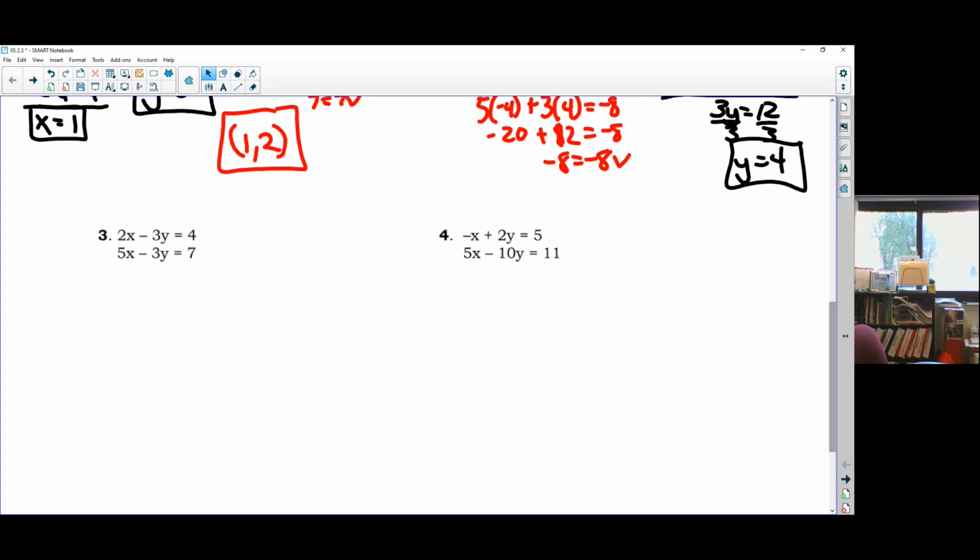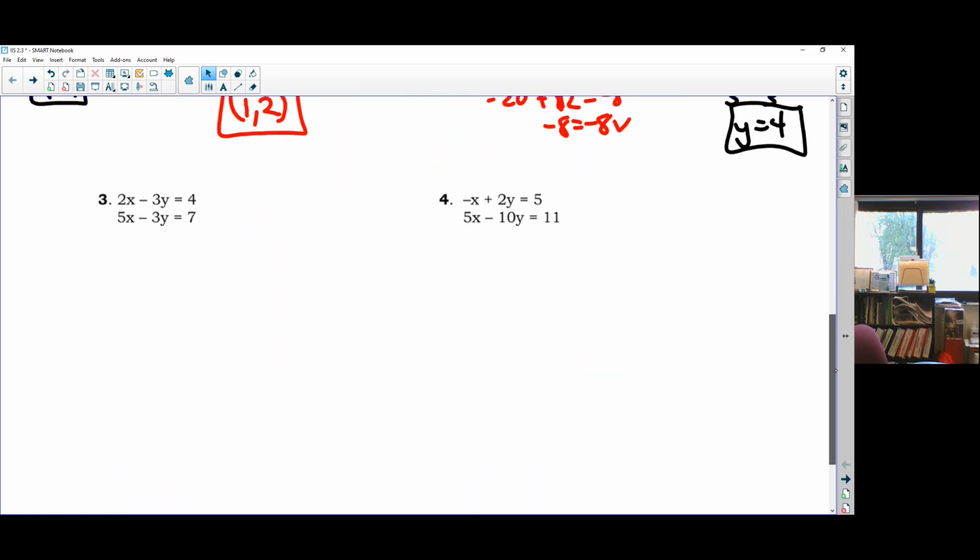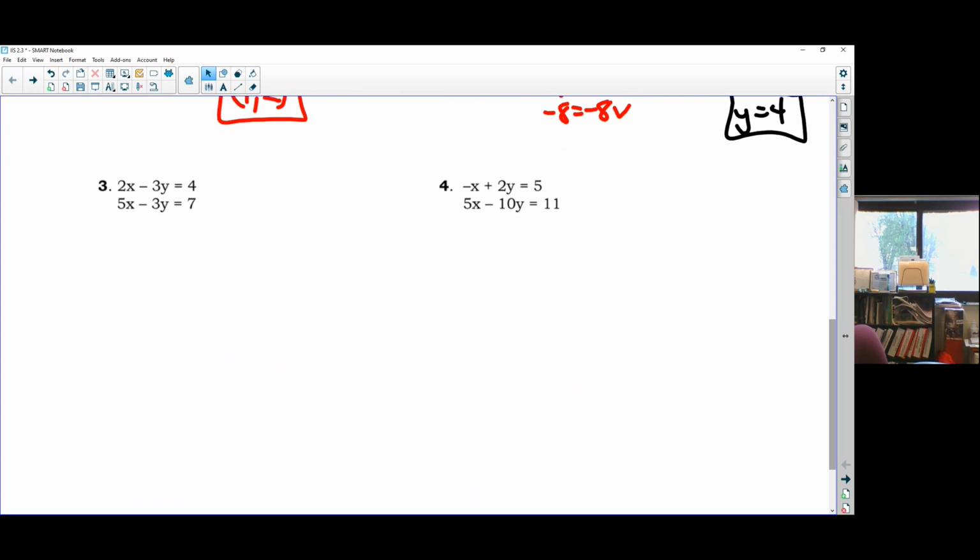Now remember, the first one, we can just straight up add because my x's, if I erase this here, you can see it, my x's were opposite signs, so I can just add them. And in the second one, my y's were the same sign, so we had to multiply by negative 1 so we could get that combination method to get rid of one of the variables. Well, I got the same thing in number 3 here.